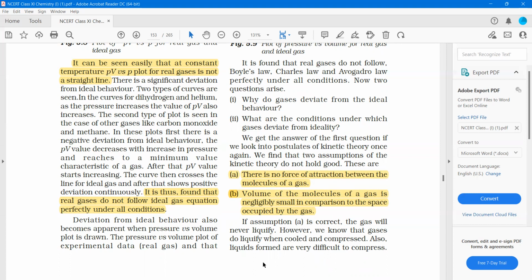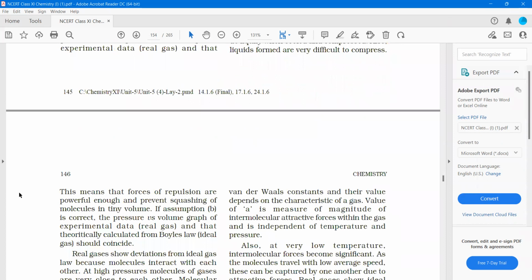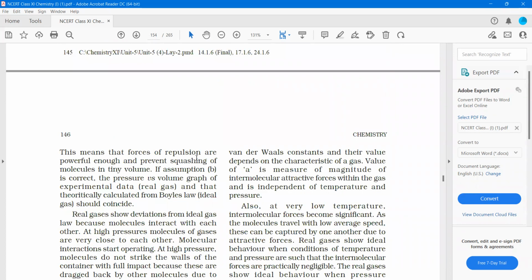Also, liquids formed are very difficult to compress. This means that forces of repulsion are powerful enough and prevent squashing of the molecules into a tiny volume. If assumption B was correct, the pressure versus volume graph of the experimental data of real gas, and that theoretically calculated from Boyle's law, should coincide, but it is not coinciding.